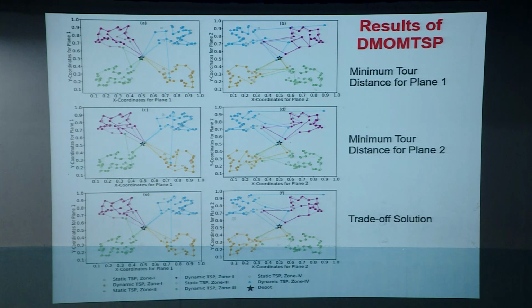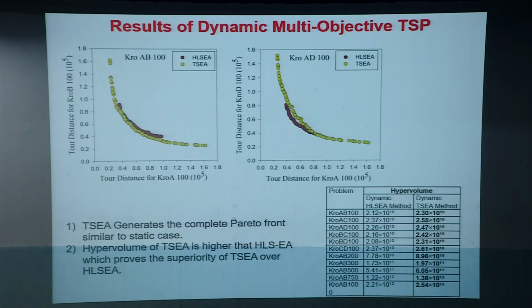Again, for the first corner point, there is no cross connection here, but in plane 2 there are cross connections. In this case, there is no cross connection in plane 2. For plane 1, there is a cross connection when we take the second corner point. And if I take the in-between point, we will have a cross connection in both the planes. This is just a comparison of HLSEA and TSEA on a dynamic problem. Again, you can see that TSEA is giving a better result in terms of hypervolume, and the Pareto front is also a complete Pareto front result.